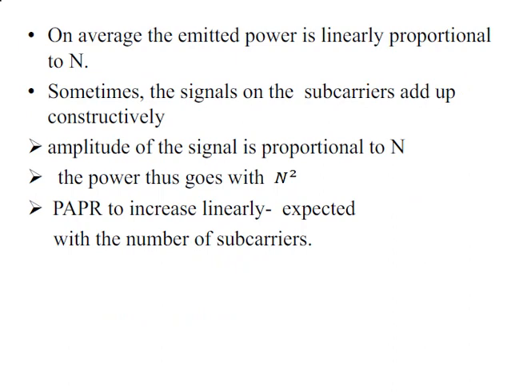On average, the emitted power is linearly proportional to N. Sometimes the signals on the subcarriers add up constructively. The amplitude of the signal is then proportional to N, so the power goes with N^2. The peak to average power ratio is thus expected to increase linearly with the number of subcarriers.